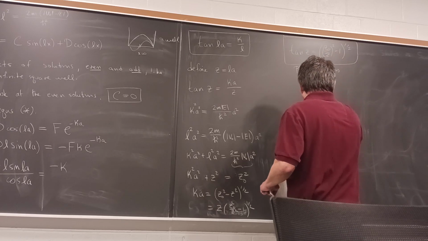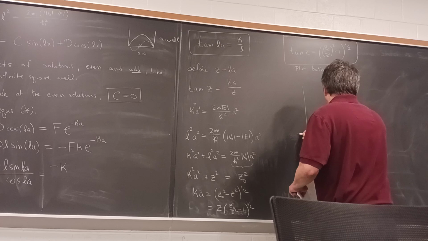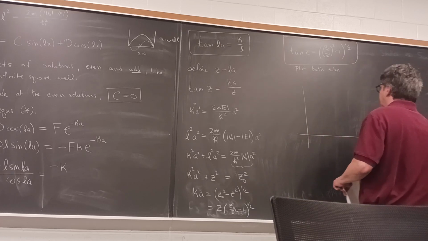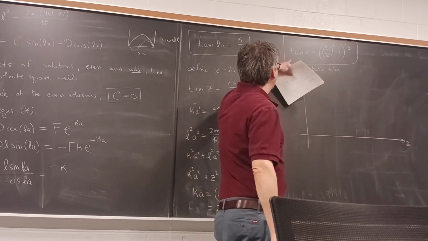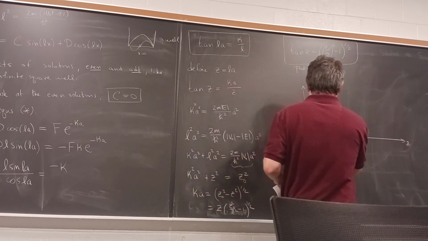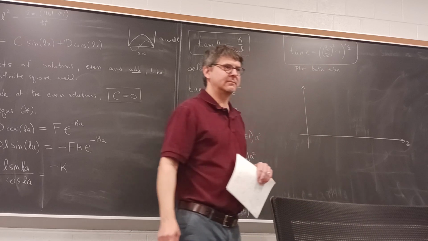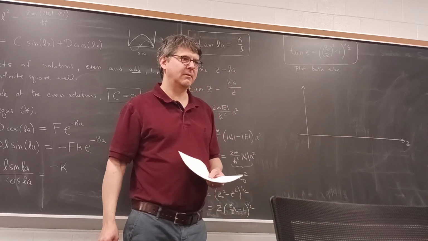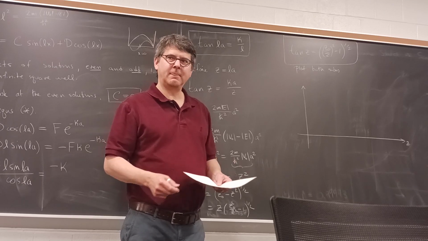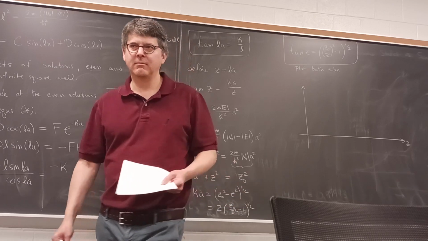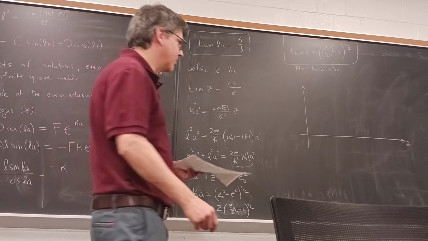So if we plot Z, so if I plot the left-hand side, it's tangent of Z, right? Where does tangent blow up? Pi over 2, right? And 0. It's all integer multiples of pi over 2.